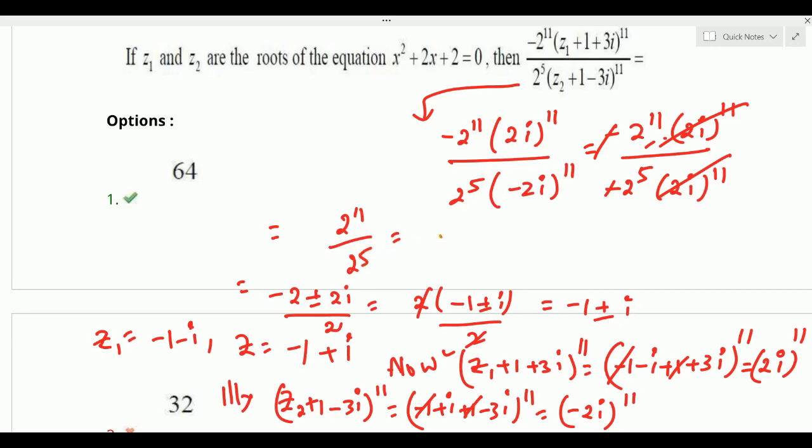It cancels again, leaving 2 power 6, since 11 minus 5 is 6. 2 power 6 is 64. That is given clearly as the first option. This is one of the questions in this shift. Now we'll see the next question.